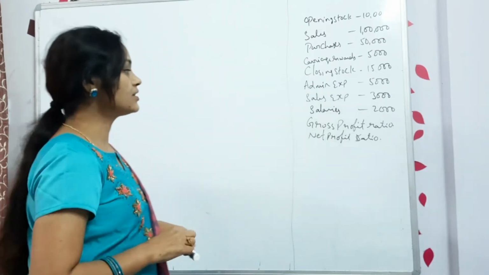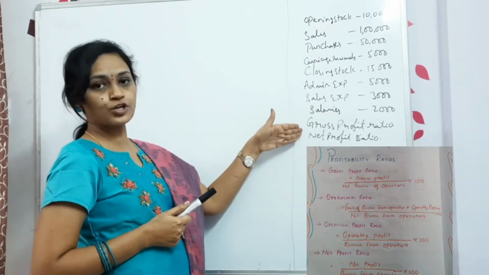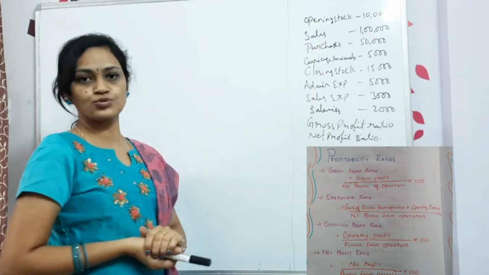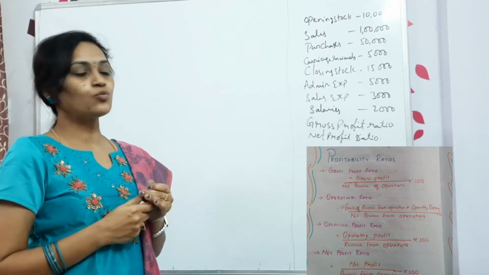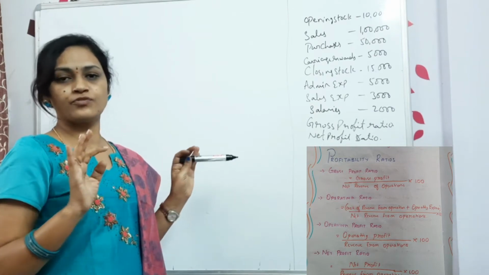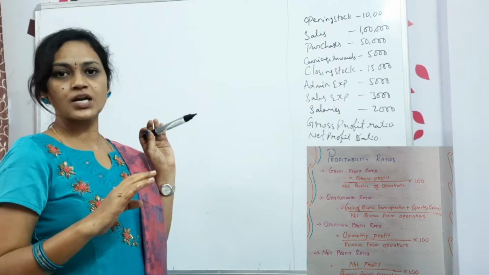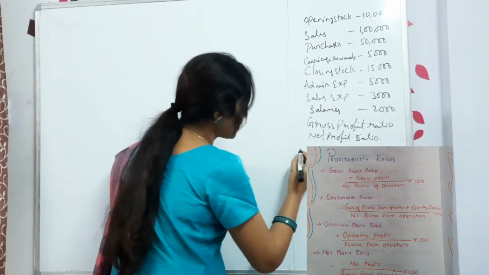Okay, so here the data given to you is for gross profit ratio and net profit ratio. Required data is handed over to you. Now you should find out what the ratios are. So if you don't know what to do, first write the formulas. Okay, already I have given all the formulas. First write down the formulas.